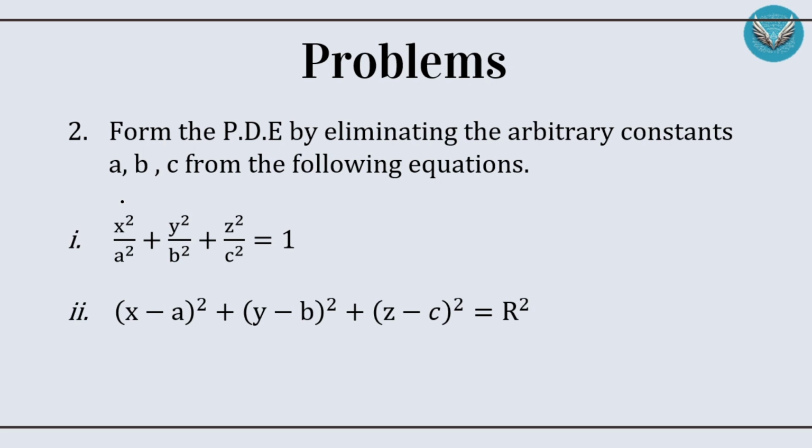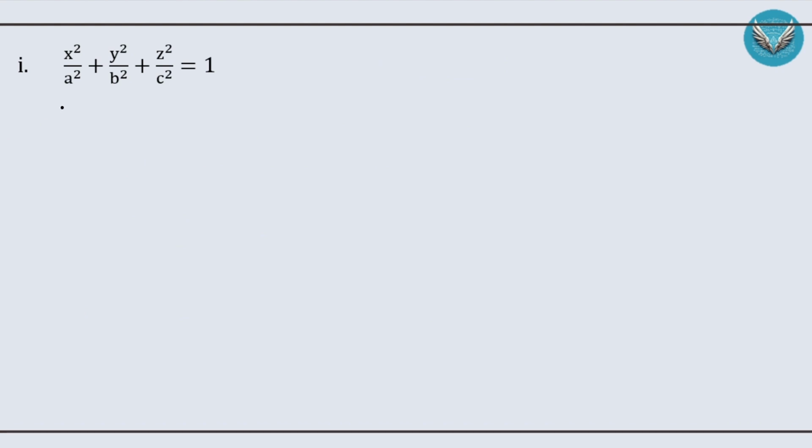Okay, question number 2 is: form the partial differential equation by eliminating the arbitrary constants a, b, c from the following equation. The first question is x square by a square plus y square by b square plus z square by c square is equal to 1. So here let us start.